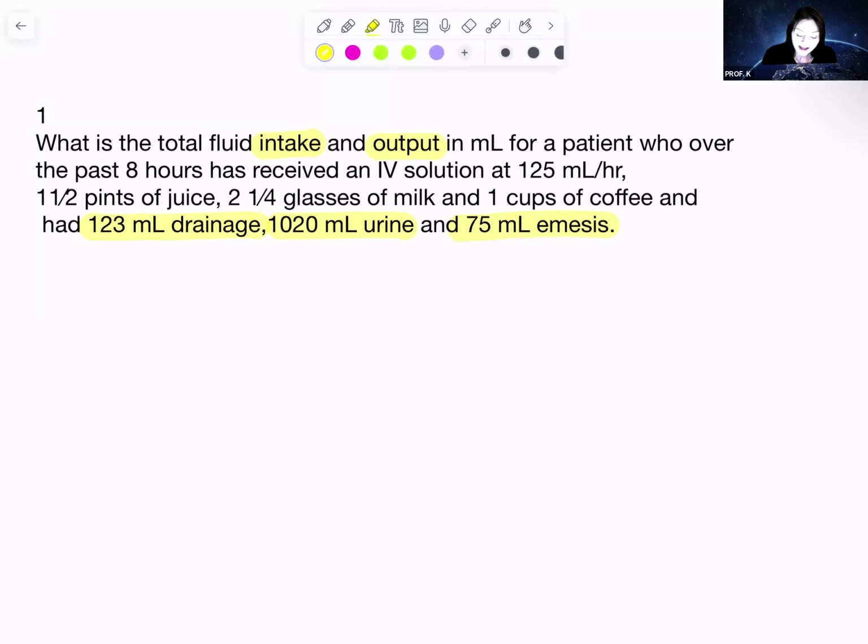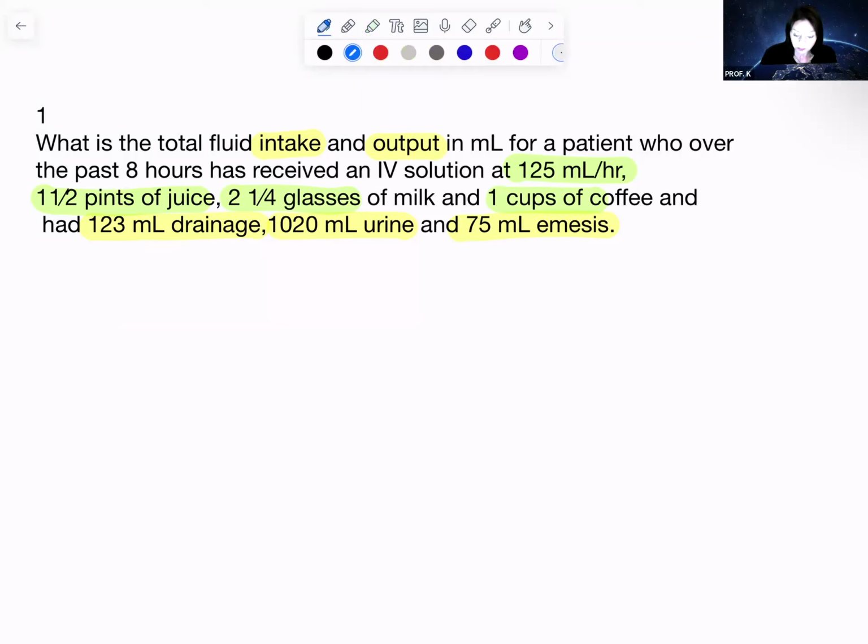So what's counted as input? Well, don't forget the IV fluids going in their body count. What they drank. What if it said broth? It's liquid. What if it said ice cream? If it melts at room temperature, it's liquid. Jello is liquid. Ice pop is liquid. So these are things you have to understand for intake and output. But this is the type of question, so let's do it together.